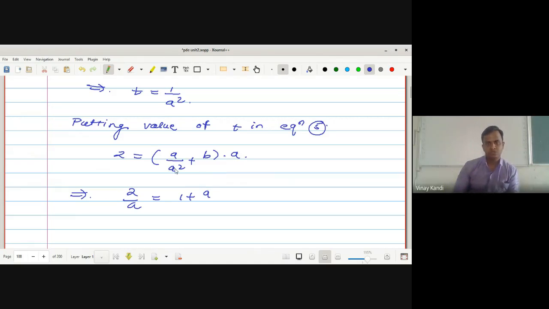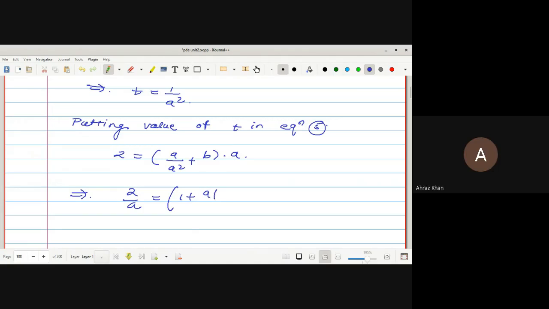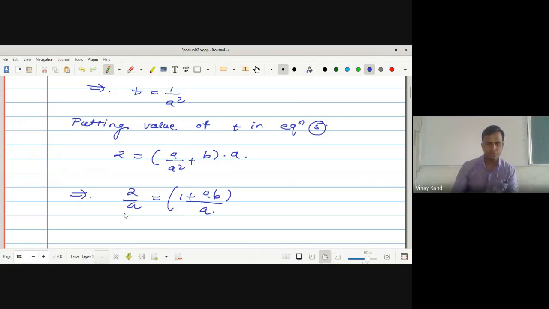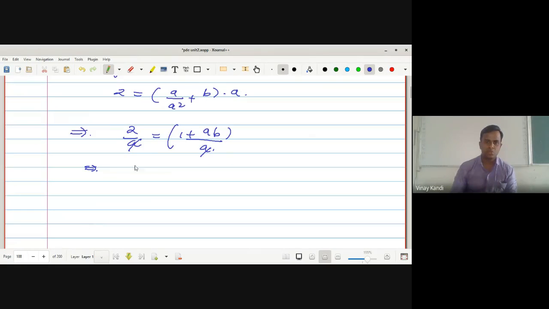Wait a minute. 1 upon a plus b upon a. It gets cancelled. So here we get 2 minus 1 is 1, which is equal to ab. So that implies b is equal to 1 upon a.